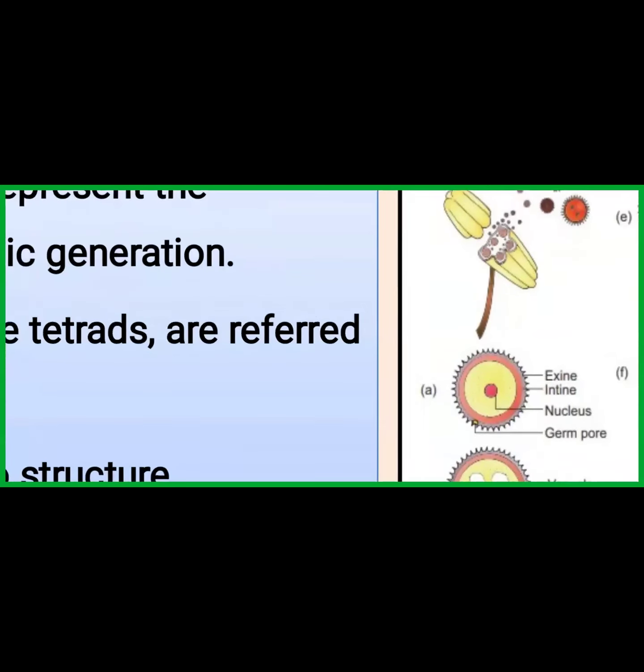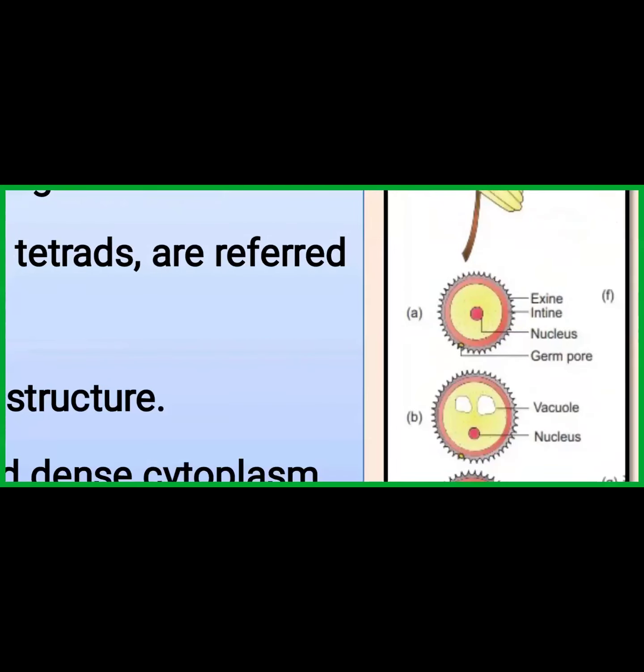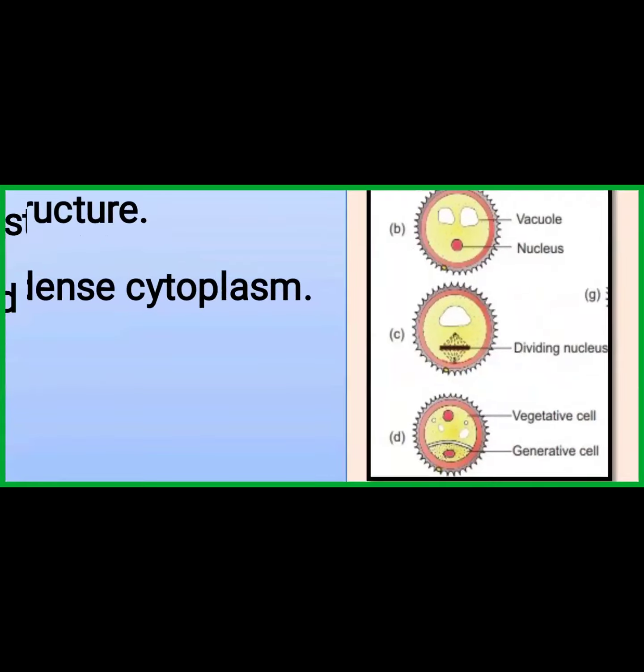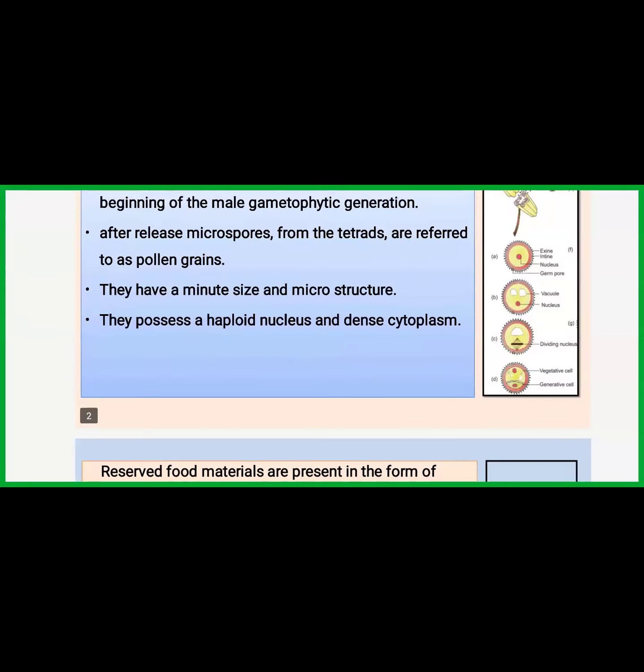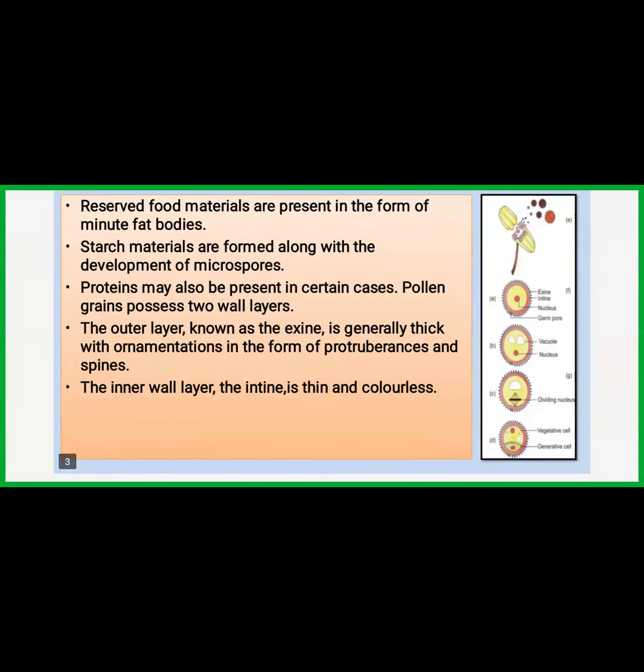See here, this is a pollen grain structure: exine, intine, nucleus, and germpore. After that, the nucleus of the pollen grain divides into a small lenticular generative cell and a large vegetative cell. Then the generative cell again divides and forms two male gametes. This division may take place either inside the pollen grain or in the pollen tube.